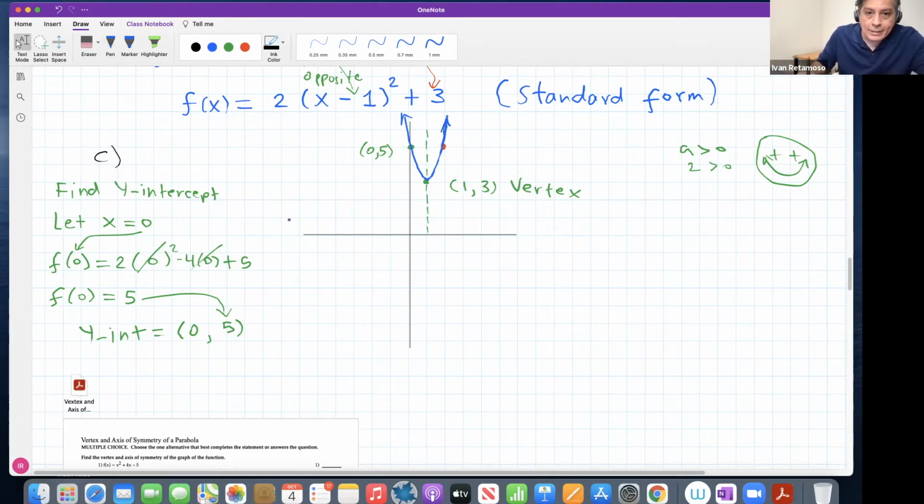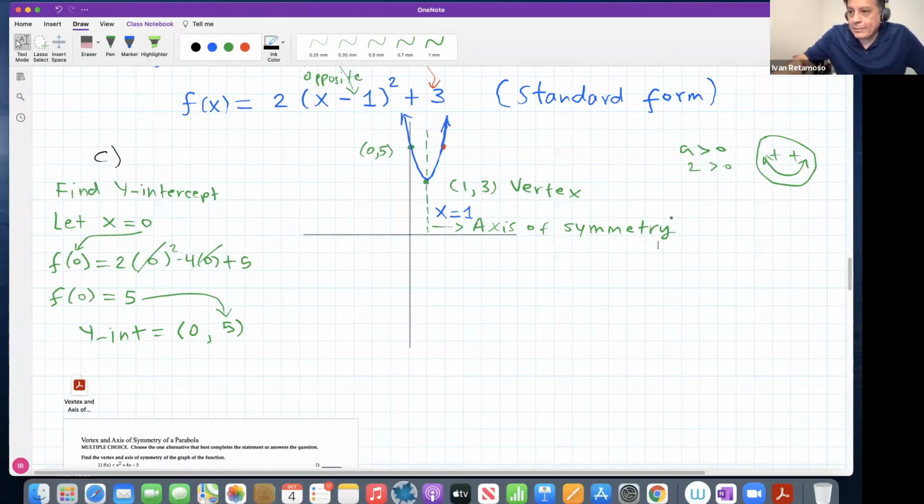Now they want the axis of symmetry. Well, this is the axis of symmetry, right? Its equation is x equals h, but h we found out was 1, right? x equals 1. This is the axis of symmetry, this guy. Axis of symmetry. Okay, guys, so this is it.